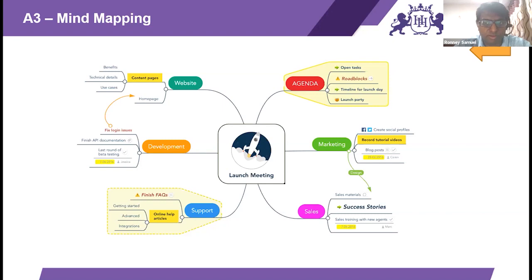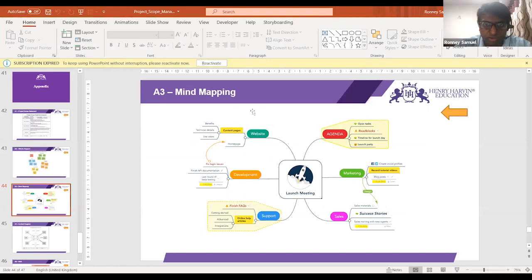Any questions, please? I had one, Ronnie. Yes, please. About this mind mapping technique, can you give one more example on how we apply it in real life scenarios? Is it okay if I take the same example which I gave in the quality management?